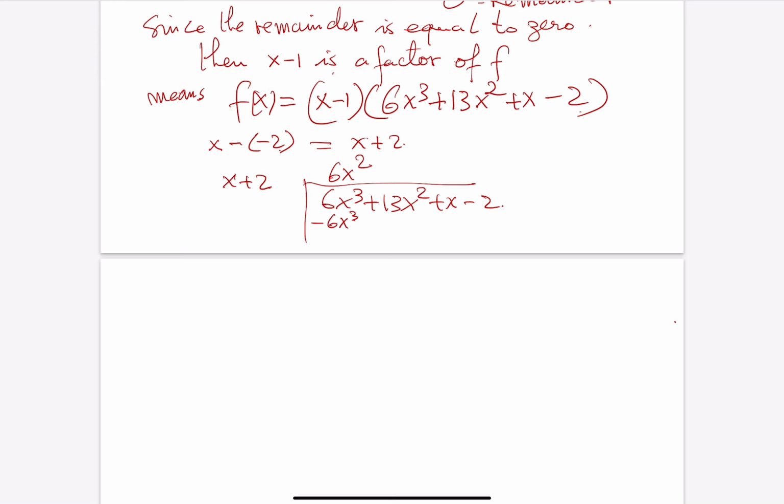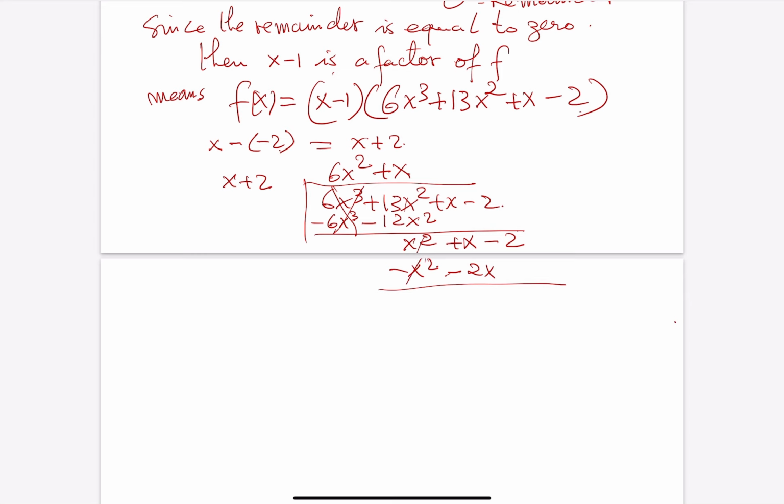6x squared times 2 is 12x squared. Take the opposite sign, which is negative 12x squared. Add them up. This one will cancel out. And here, if you add them up, you have x squared plus x minus 2. How many number I have to multiply by x will give me x squared? It's just plus x. X times x is x squared. Take the opposite sign, which is negative x squared. X times 2 is 2x. Take the opposite sign, which is negative 2x. Add them up. So here you will cancel out.